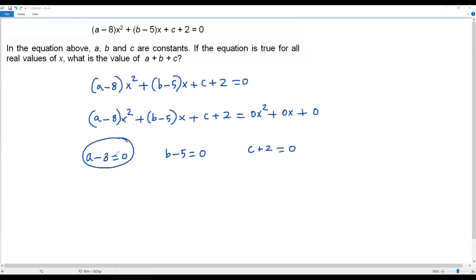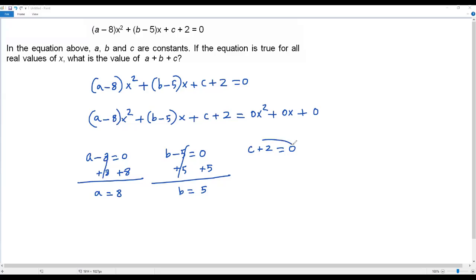Now let's solve for a in this equation. For that we have to add 8 to both sides. When I do so, this −8 + 8 will cancel out. I'm getting a = 8. Now let's solve for b in this equation. For that I have to add 5 to both sides. When I do so, this −5 + 5 will cancel out. I'm getting b = 5.